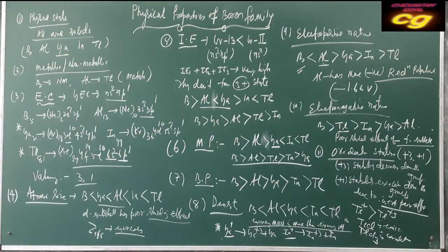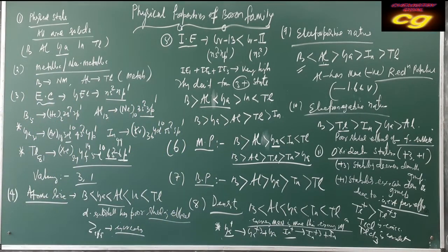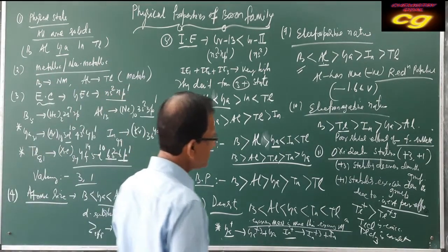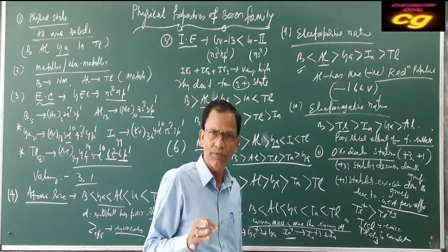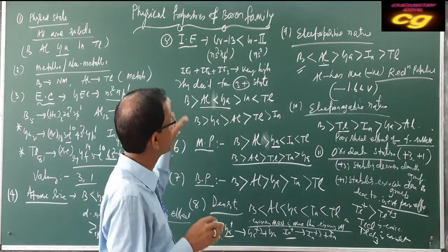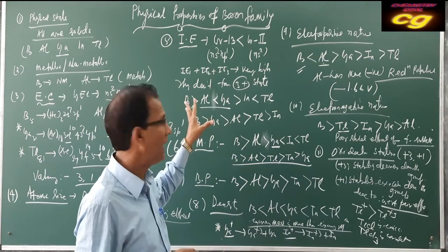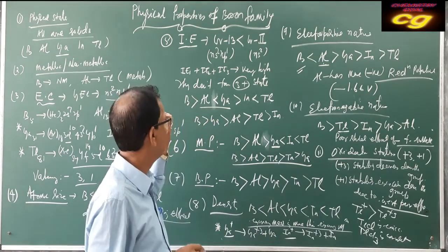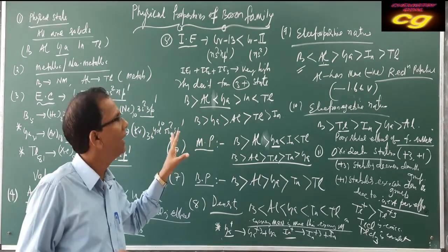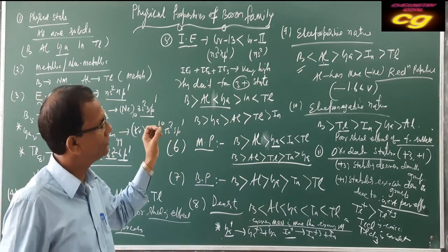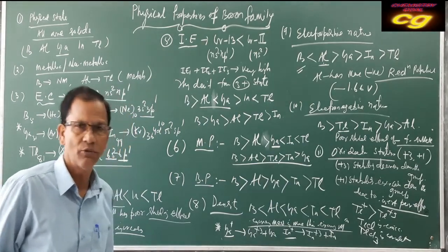So these are some important physical behaviors of the boron family. In almost all cases of properties, some exceptional behavior is there. Try to remember the exceptional properties, note them down and read this. What are the deviations in the series? It will be helpful for your competitive examination. Okay, thank you all.